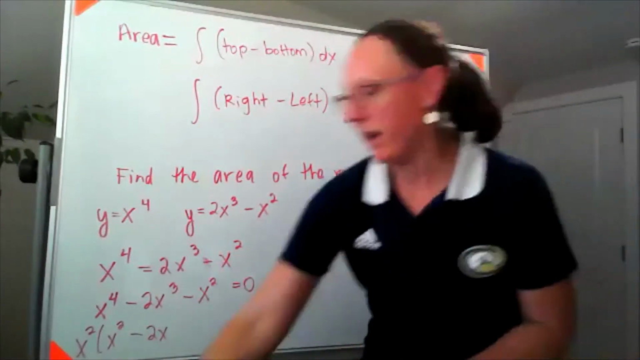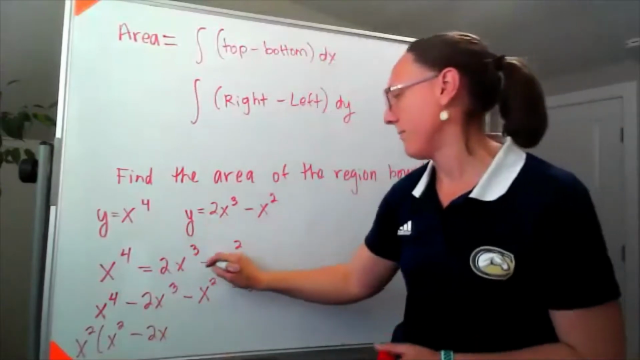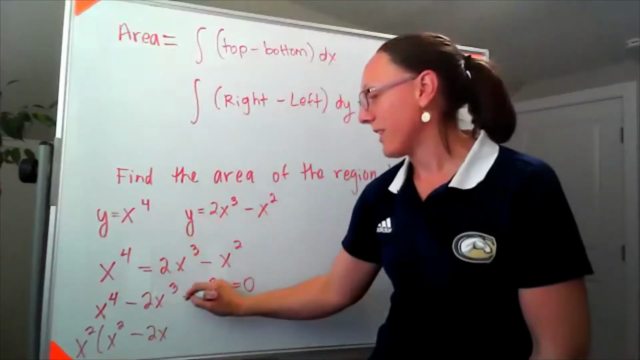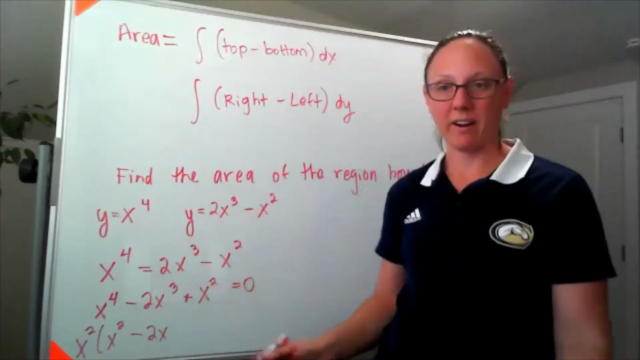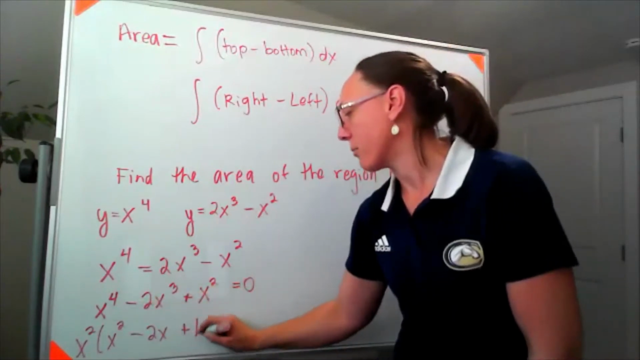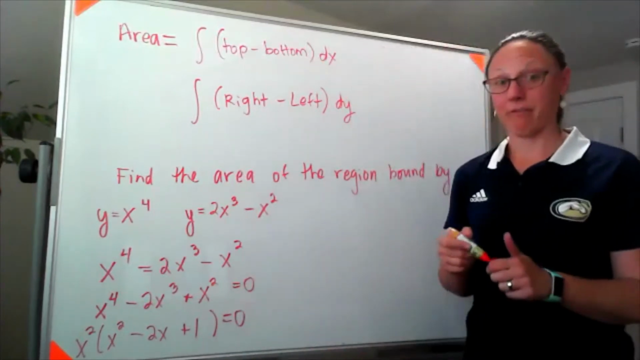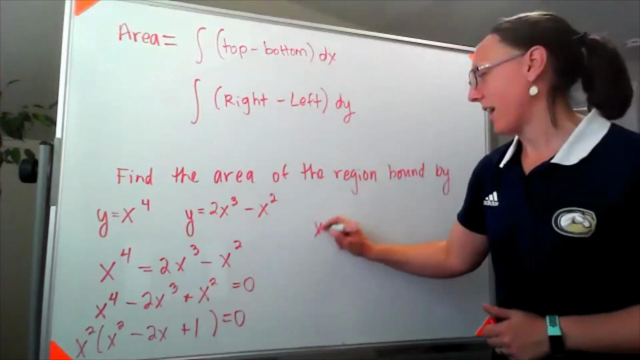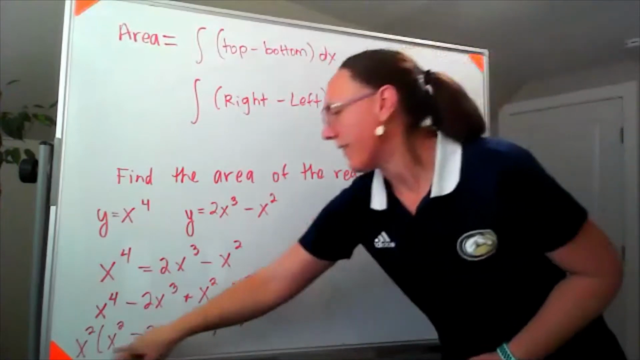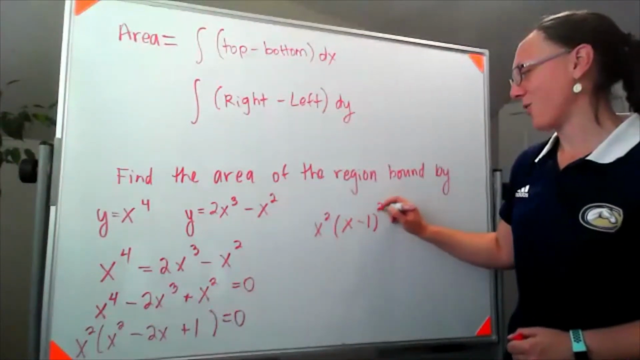Okay, that's why I don't touch the board with my fingers. When I moved that over, that should have been a plus x squared. Sorry about that. So when I pull out an x squared, I'll have a plus 1. Now I think I managed to make something that factors. So I'm looking at x squared, and then this, I think, factors as x minus 1 whole thing squared.